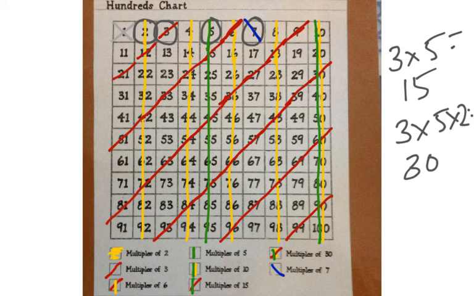So to review, we have, of course, counting by 7: 7, 14, 21, 28, 35, 42, 49, 56, 63, 70, 77, 84, 91, and 98. So those are our multiples of 7.